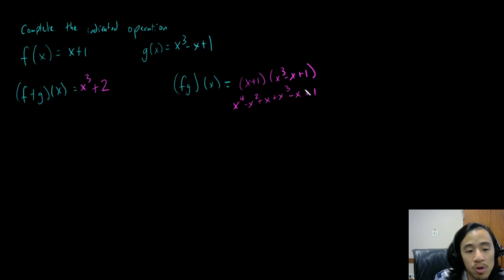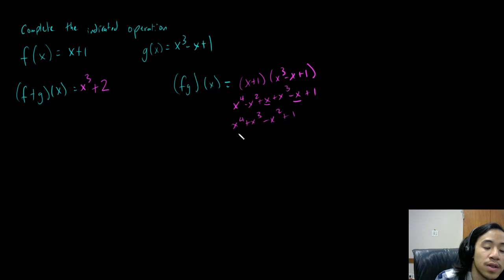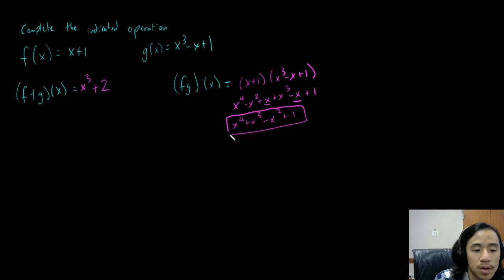Now we just have to order these and combine like terms. So we have x to the fourth plus x cubed minus x squared. And then we have x minus x, so that's 0. And we have plus 1. So that's actually going to be it. This is our answer. All you have to do when you're multiplying is basically extended FOIL.